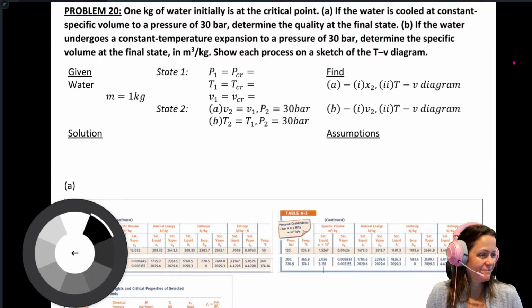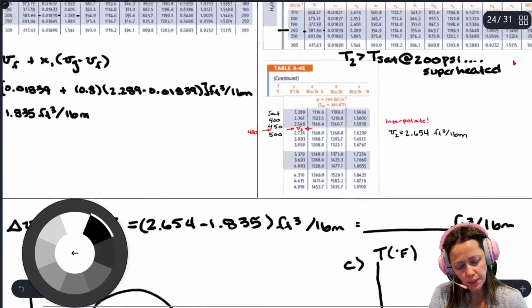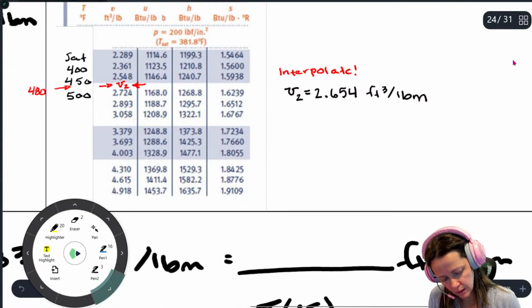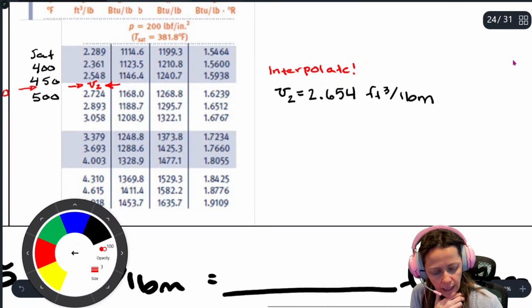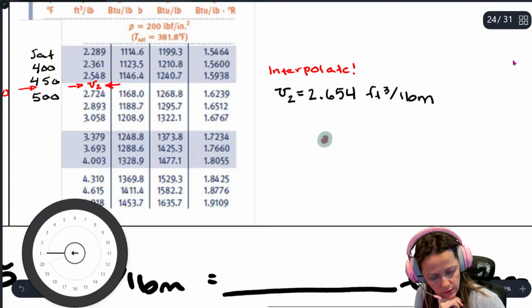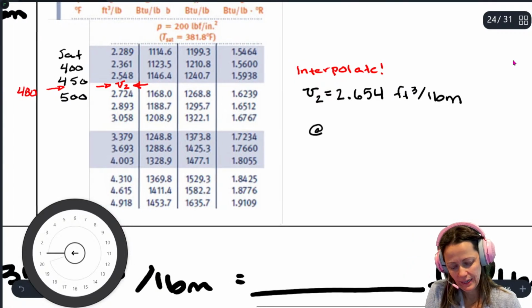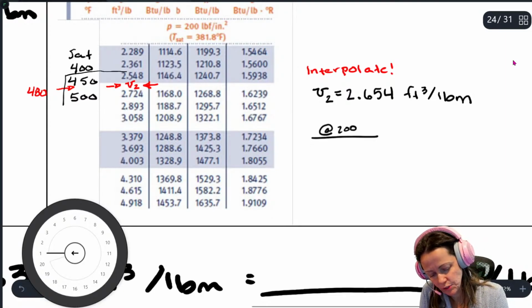Professor? Yes? Would you mind going over the interpolation? I was getting a number a little bit different from what you had. So for the interpolation, let's go over here real quick. All right. So for that interpolation, you'd have, let's see. Oh, actually, I think I see. I wrote 486 and not 480. Okay. Thank you. Yep. Yeah, but at 200, basically, this is your chart right here, right?